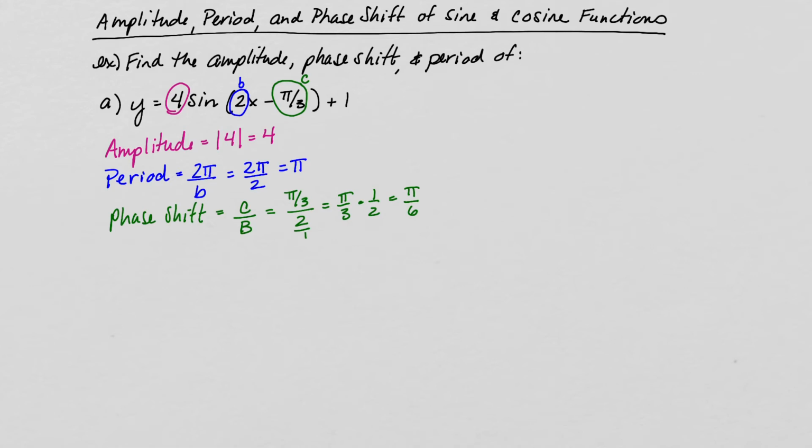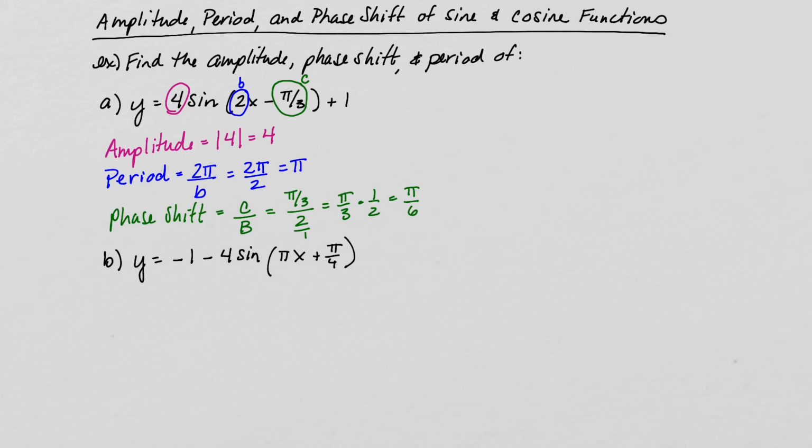So we'll do another one here. y equals negative 1 minus 4 sine (pi x plus pi over 4). Okay, so in this problem first, before we can find the amplitude, the phase shift, and the period, I'm going to rewrite some stuff.